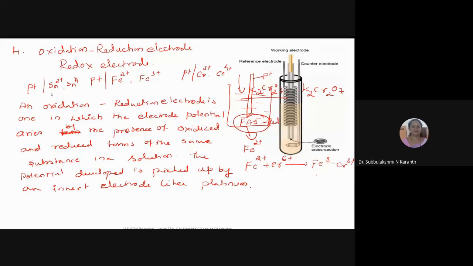Here, the platinum is an inert metal. It will not undergo an oxidation or reduction reaction, but the ions present in the electrolyte undergo oxidation or reduction depending upon the other added electrolyte. So it shows a change in potential, and that potential we call a redox potential, or redox electrode.